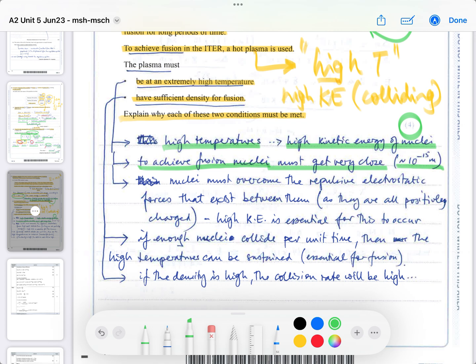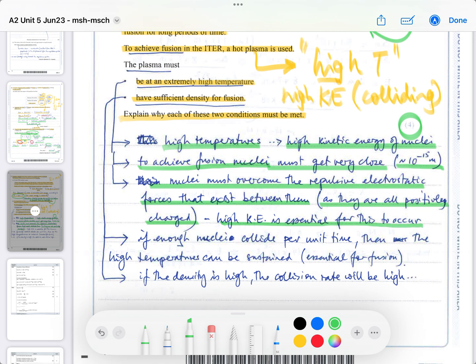Remember, 10 to the minus 15 meters is the size of a nucleus approximately, whereas an atom is 10 to the minus 10 meters. So nuclei must overcome the repulsive electrostatic forces that exist between them, like protons, both positive, as they are all positively charged. Yeah? High kinetic energy is essential for this to occur.